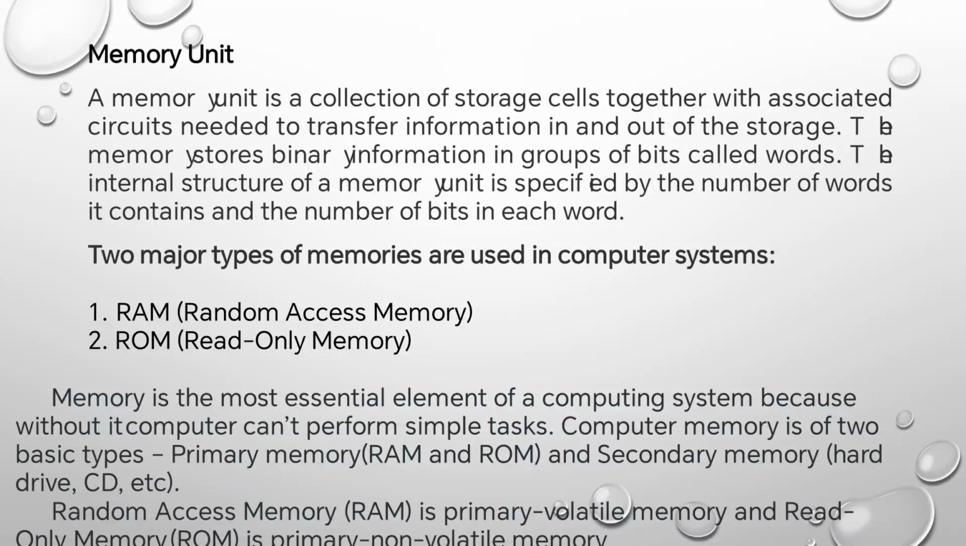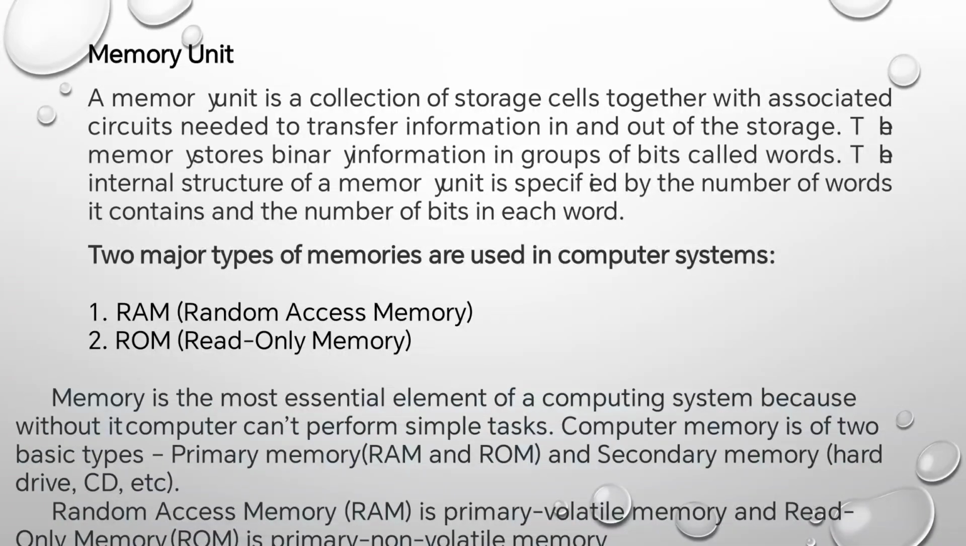Memory unit. A memory unit is a collection of storage cells together with associated circuits needed to transfer information in and out of the storage. The memory stores binary information in groups of bits called words. The internal structure of a memory unit is specified by the number of words it contains and the number of bits in each word. Two major types of memories are used in computer systems, RAM and ROM.